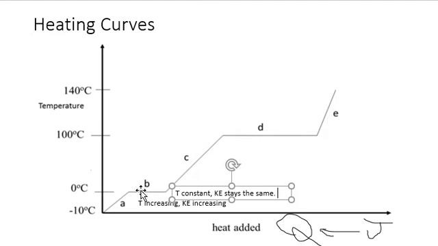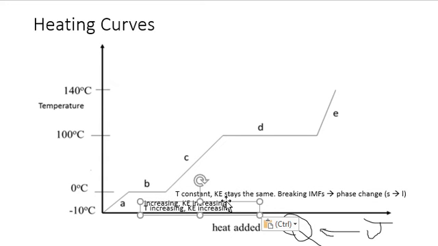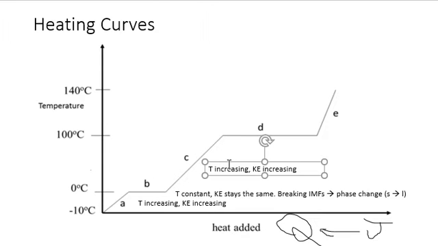Our energy that we're adding along this line is going to break the intermolecular forces that keep the water in the solid phase. So right now we are breaking IMFs, and we are undergoing a phase change. And in this case, it is from solid to liquid. All right. So now once all of our ice has turned to liquid water, we continue adding our heat. Our temperature continues to increase. Our kinetic energy is increasing until we hit 100 degrees Celsius.